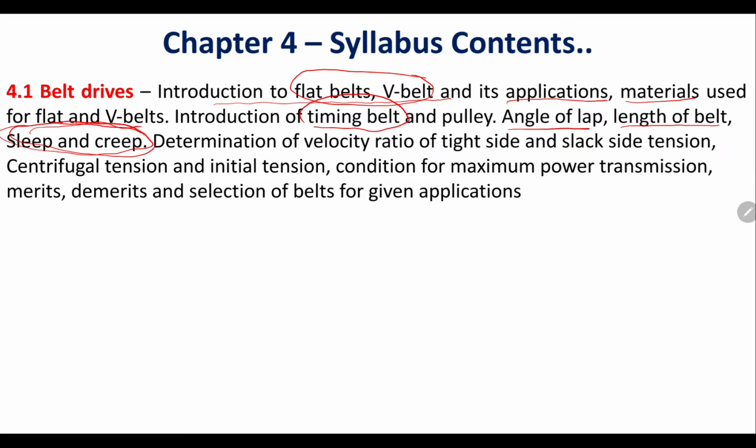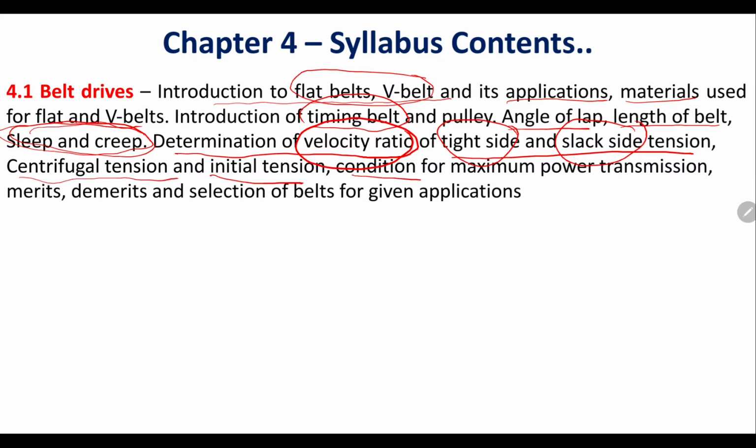After that, there are certain mathematical calculations, called the determination of velocity ratio and of tight side and slack side tension. When belt drives are implemented, the belt has two sides. One is called the tight side and the other is called the slack side, and there is always a tension in the tight and the slack side, and we will see how to determine these tensions. Then we will study how to evaluate centrifugal tension and initial tension.